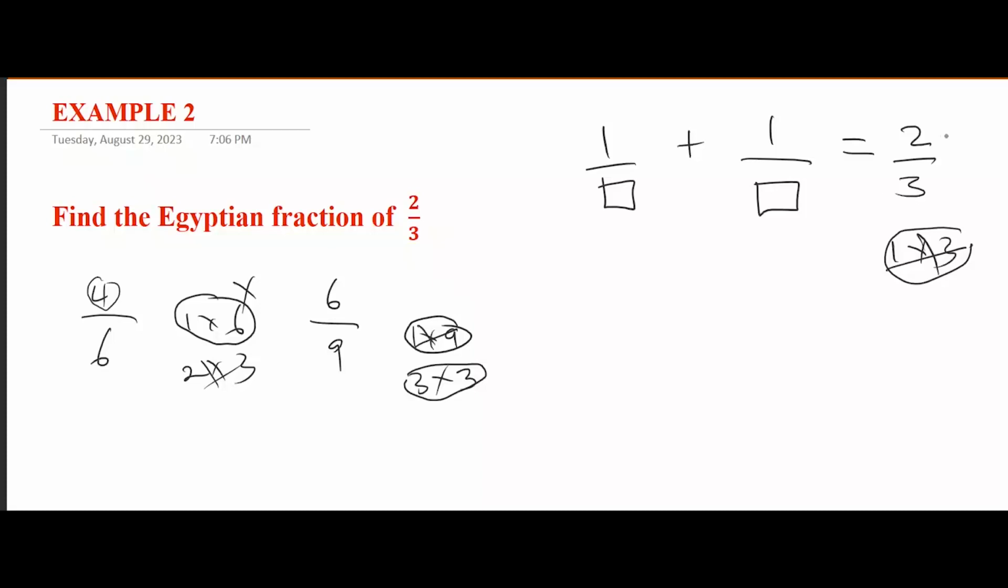So that will be 4 times 2, 8, over 4 times 3, 12. So let's find the product of 12.